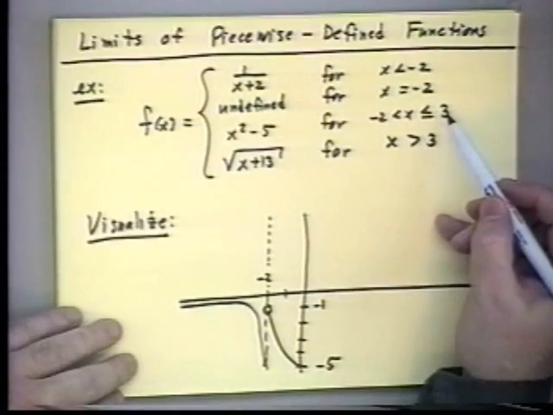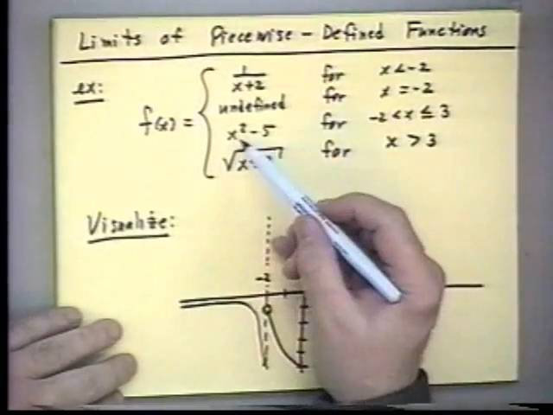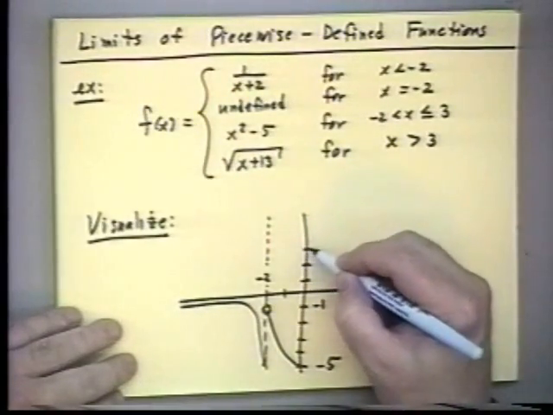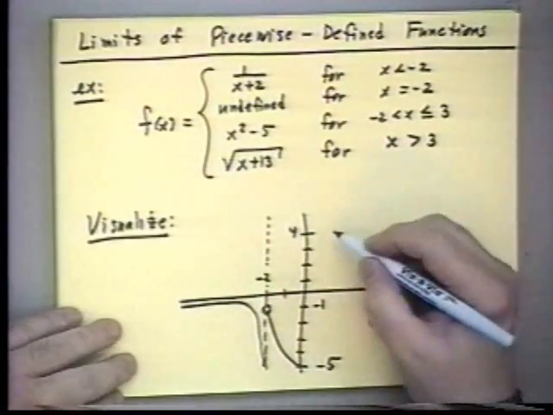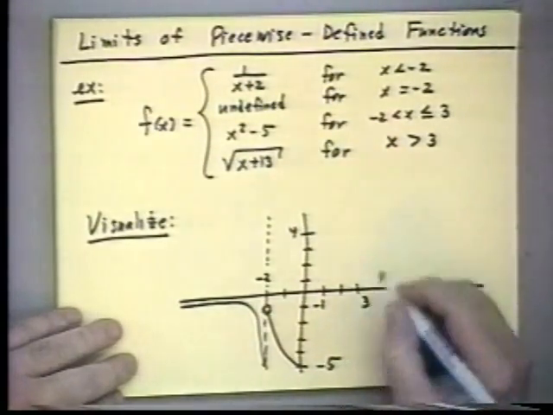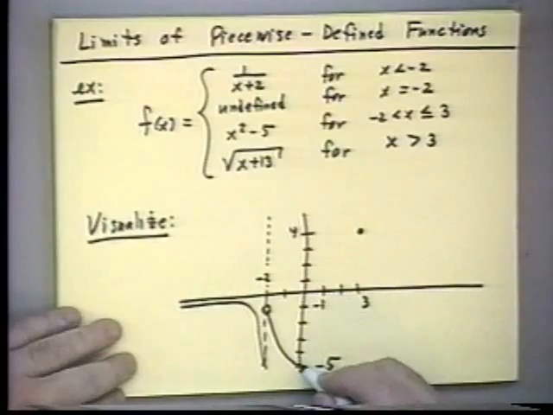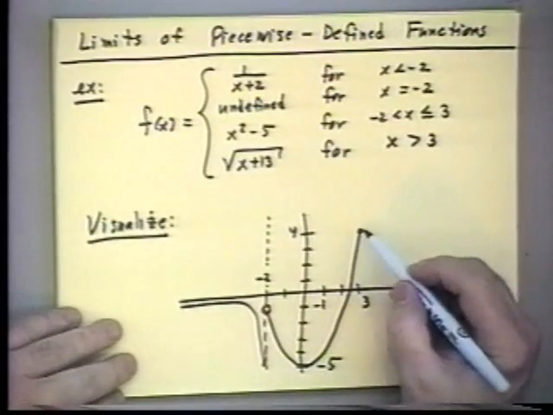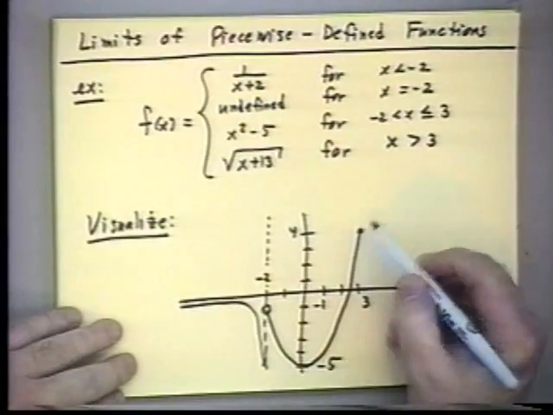And at its other end, 3 is included. So if I put 3 in here, 3 squared minus 5 gives me 4. So I come up here to 4, and so I will have a value of the parabola at 3, 1, 2, 3, at a height of 4. And so I can go ahead and run the parabola up like this. And since this is a piecewise function, it actually ends there.